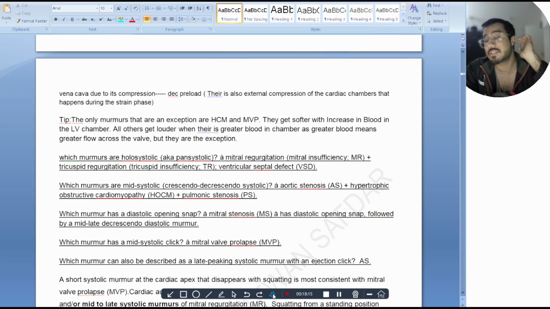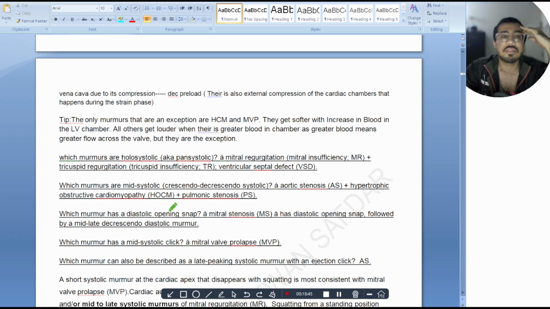And in which phase does this happen? It happens during systole. And when does it start? Mid systole, because during the initial systole the valve is stenosed, the blood does not flow across it. So if they ask you a mid systolic murmur that is crescendo decrescendo in nature, that is going to be aortic stenosis, hypertrophic obstructive cardiomyopathy, which is also a form of outflow tract obstruction, and pulmonic stenosis. They go hand in hand. Aortic stenosis, pulmonic stenosis, same mechanics.